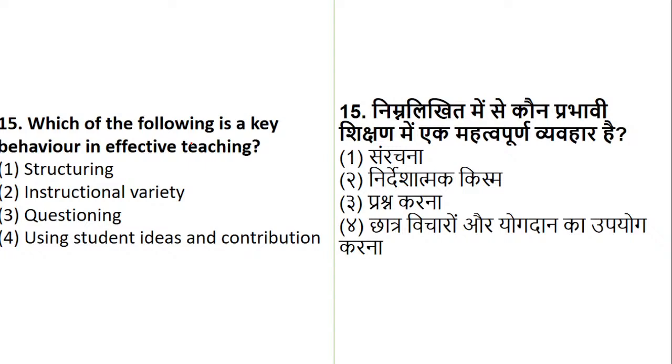Okay, now see, which of the following is a key behavior in effective teaching? They are saying structuring, but structuring of what? Of curriculum or what? We are not clear. So this is a question mark. Instructional variety means teaching, you can talk about teaching aids. Questioning, again from where, from whom, again question mark. Using student ideas and contribution cannot be taken in order to make teaching effective. We can take the contribution of student ideas to know what is missed out, but we can't completely rely on that to make teaching effective. So obviously the right answer will be the instructional variety.